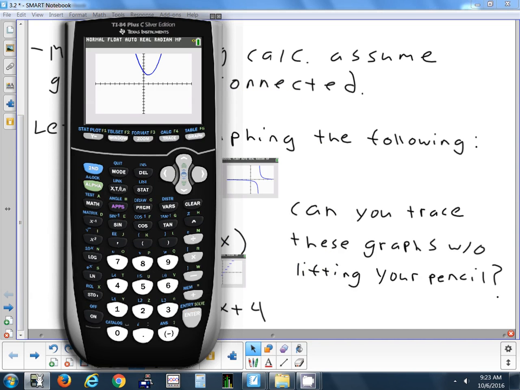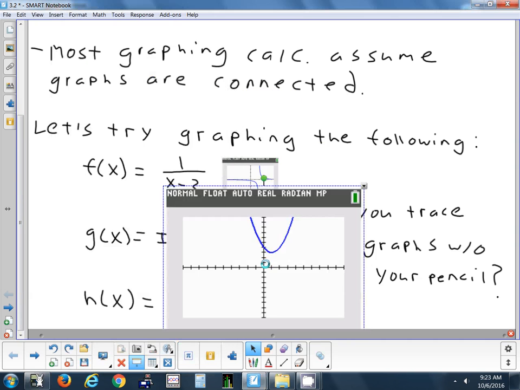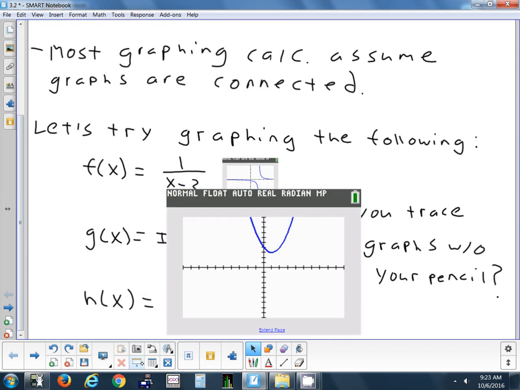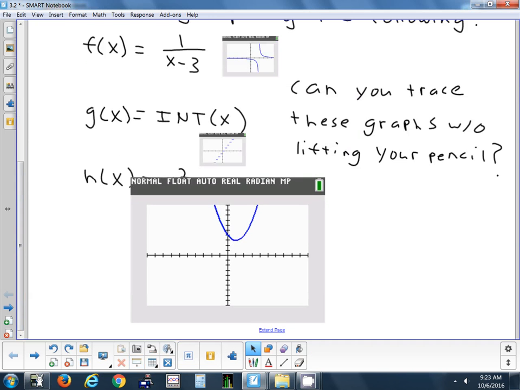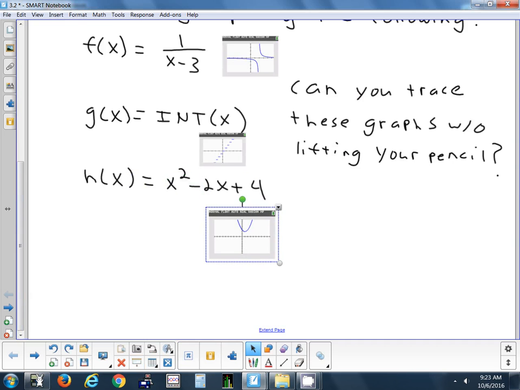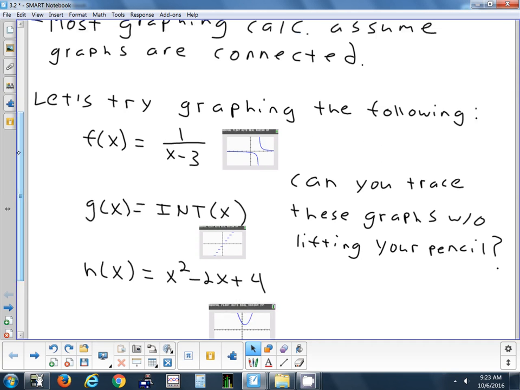All right, so the question that I want to ask about each of these graphs is, can I trace them without lifting my pencil? How about the first one? Could I trace the entire graph without lifting my pencil? Nope. This is a graph that's in 2 pieces. I have to lift and go to the second piece. How about the step function? No, in fact, I have to lift my pencil every time I go to a new step. So here, there's a lot of times.